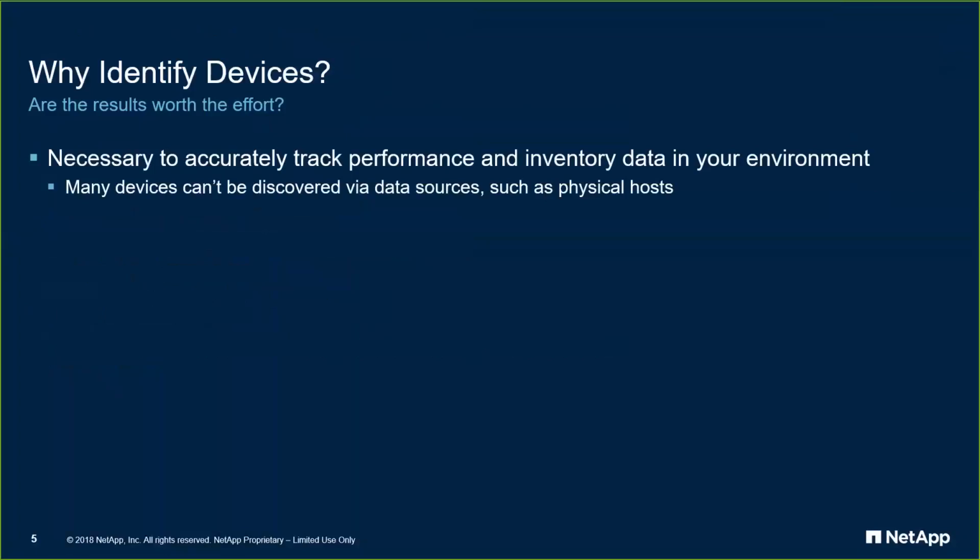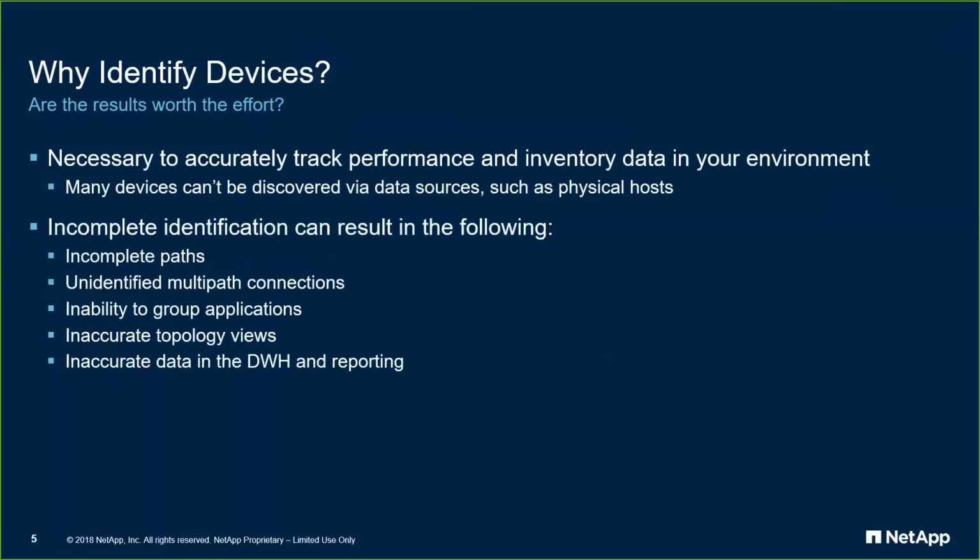There are a lot of different devices in your environment that cannot be discovered via a data source. Physical hosts are my favorite example, right? A physical host, as far as we're concerned, we just see the worldwide nodes of the HBAs plugged into them. So it's very important we identify those. We'll talk about some of the reasons here. But we may also be capturing switches, storage, tape, anything along those lines that we do not have a data source for.